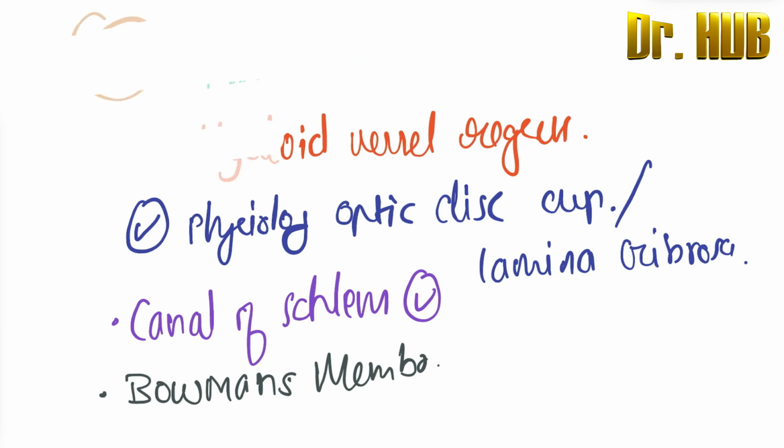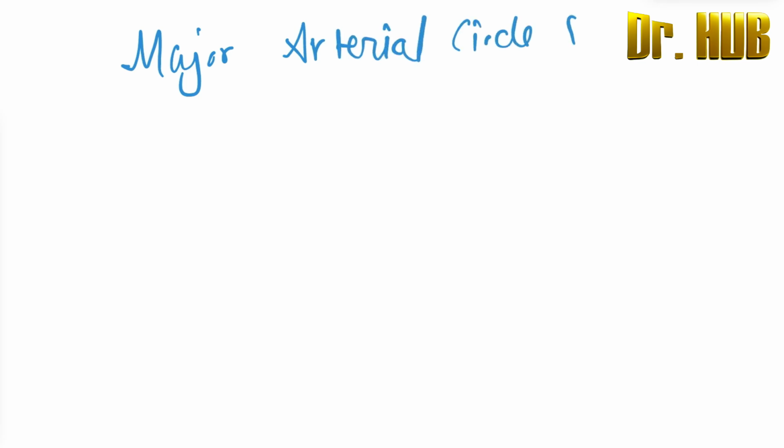Then what are the other things seen in the 4th month? There is a formation of the major arterial circle and also the sphincter muscle of the iris.